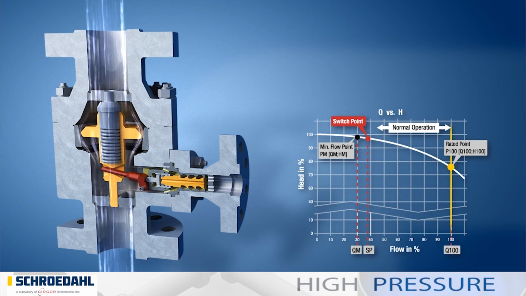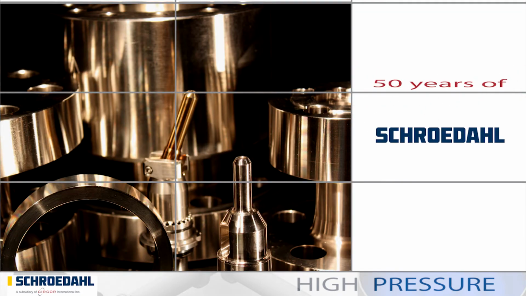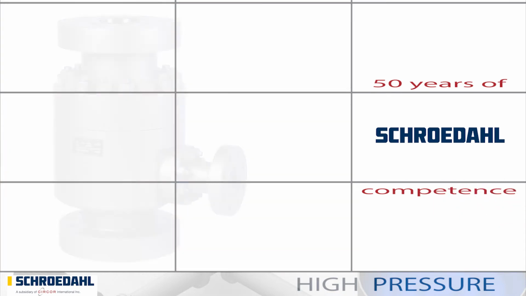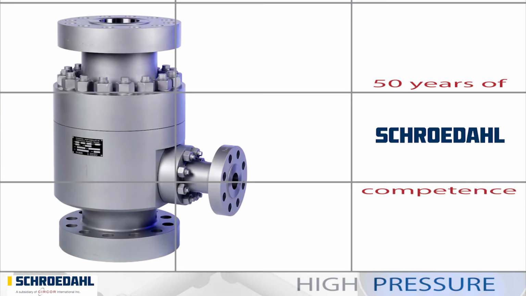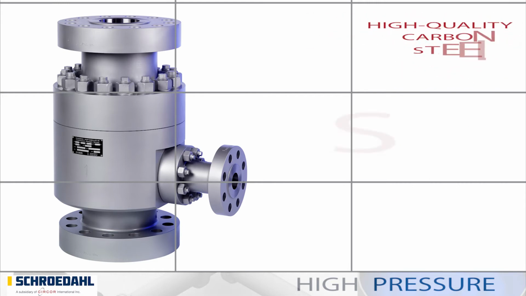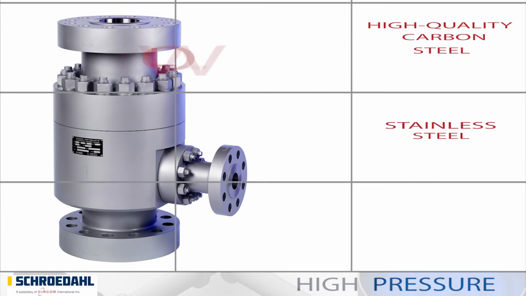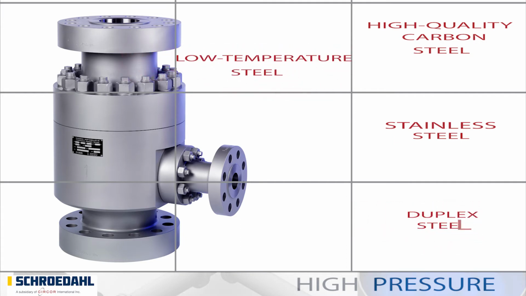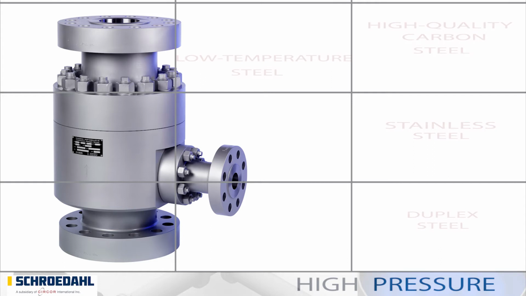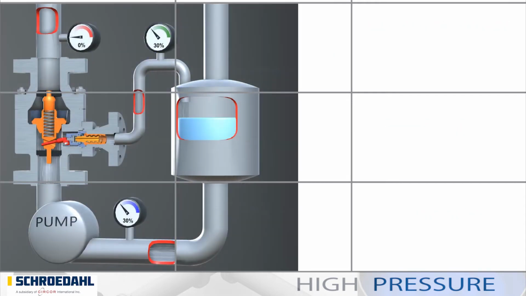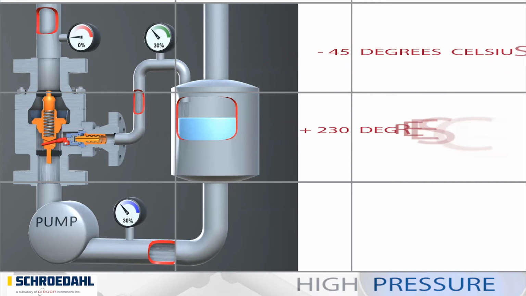The switch point is defined according to your requirements, and 50 years of Schroedahl competence are used to create a robust valve design. The TDM is produced from high-quality carbon steel, stainless steel, low-temperature steel, and duplex steel. The result is a valve that is flexible and yet suitable for robust applications. Media at temperatures between -45 degrees and +230 degrees Celsius can be processed without problem.